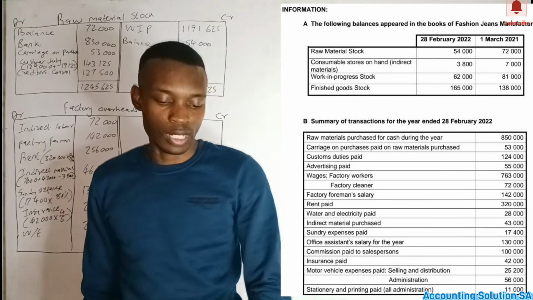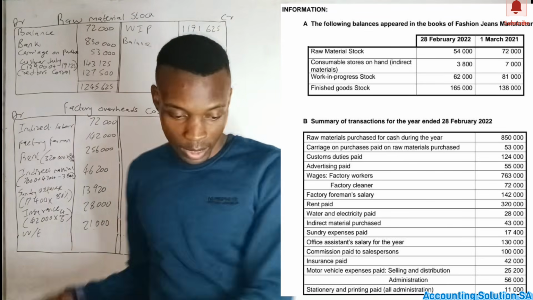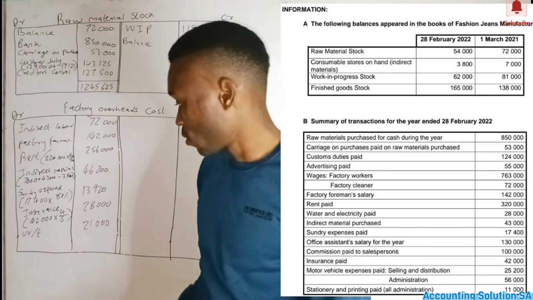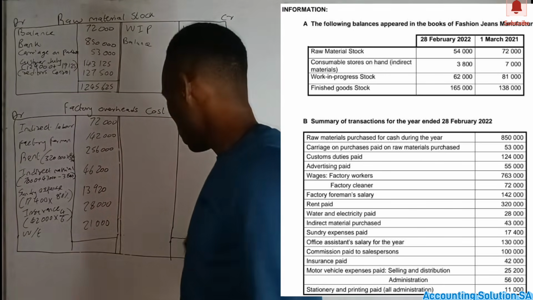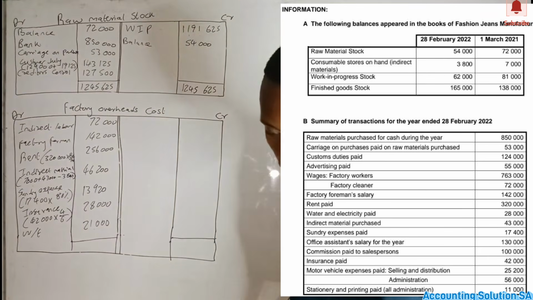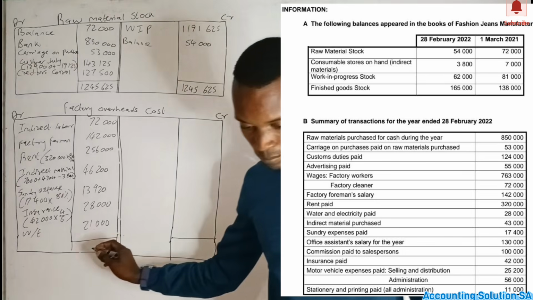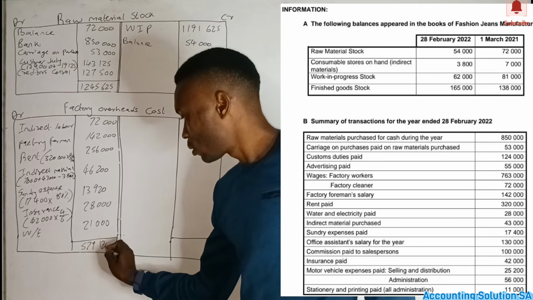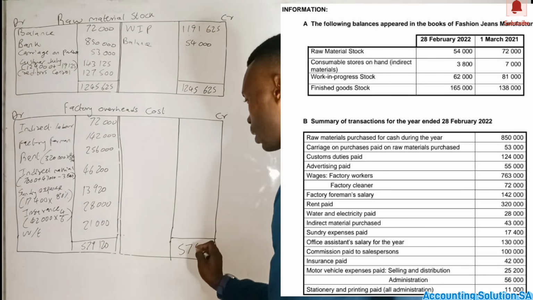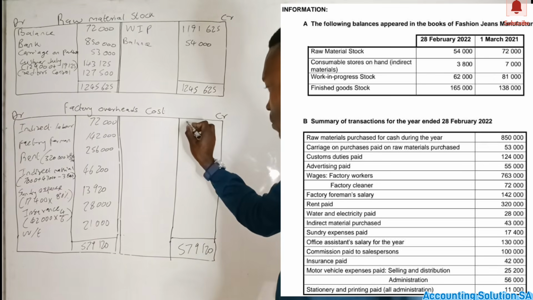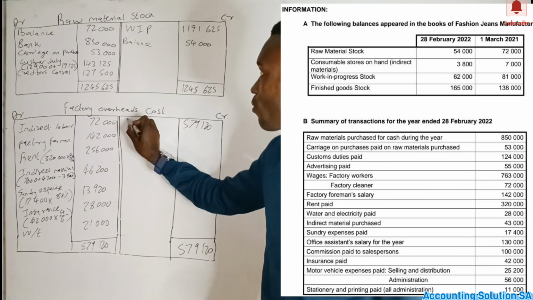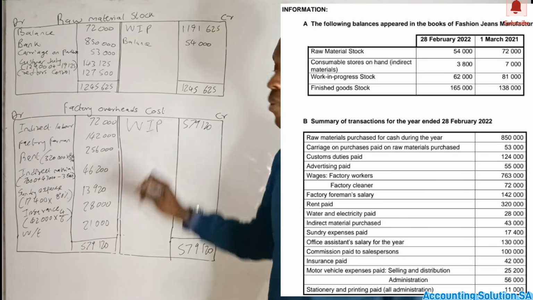Then the other transaction, we have motor vehicle expense paid. They already give us that it is selling and distribution and admin, so it doesn't fall here. Then the last one, stationery, in brackets they said all for admin, which means it doesn't fall here. We have to calculate the totals. If you add everything here correctly, you're going to get an amount of 579,120, which must be the same as 579,120. Always under factory overhead, we're going to have work in progress.